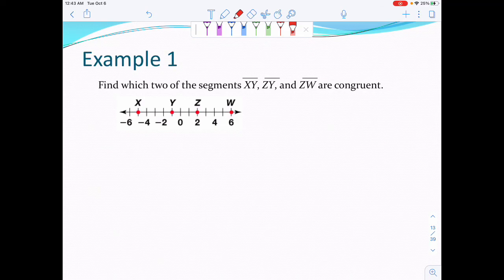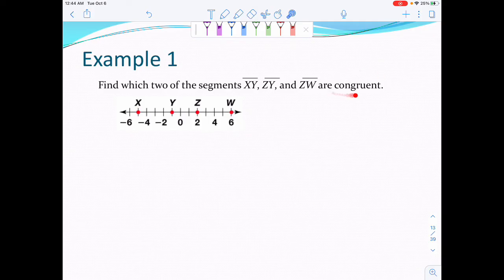Our first example, as you can see, is a number line. This is something that we're going to be seeing. We're going to see a coordinate plane, number lines, and so on and so forth. So let's go ahead and read the problem first. It says, find which two of the segments, XY, segment ZY, or segment ZW, are congruent.